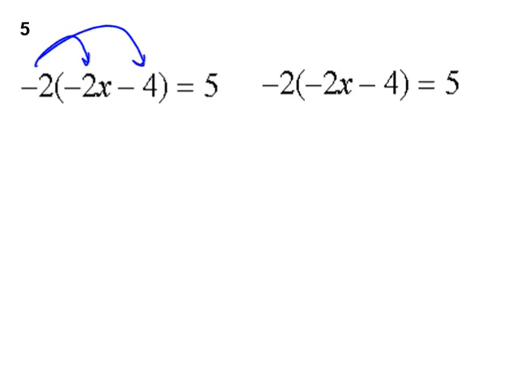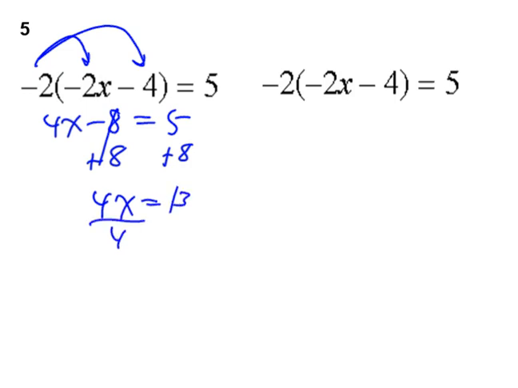So you're going to multiply both terms by -2 to give you a positive 4x minus 8 equals 5. Then you're going to get rid of the constant by adding 8 to both sides. You get 4x equals 13. Divide both sides by 4. And x will equal 3 1/4 or 3.25. Okay, and that's your answer.